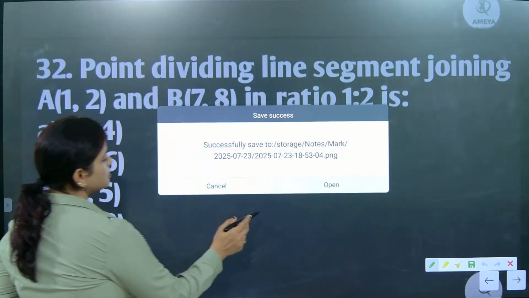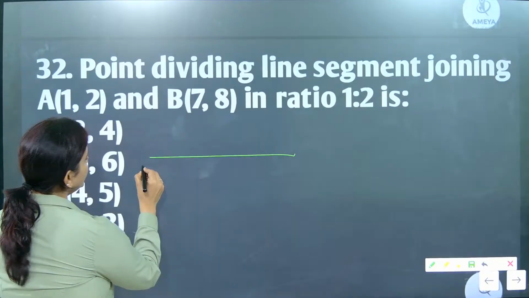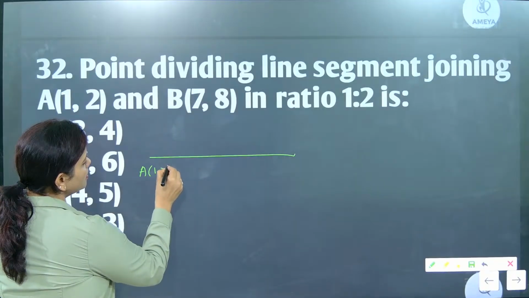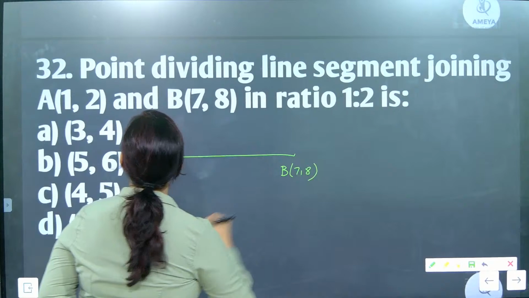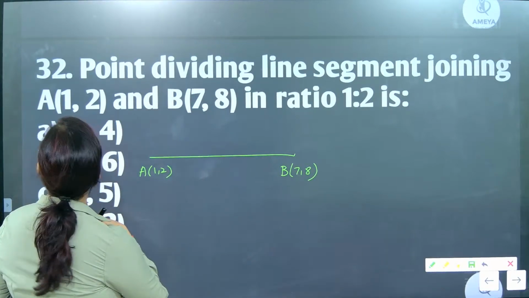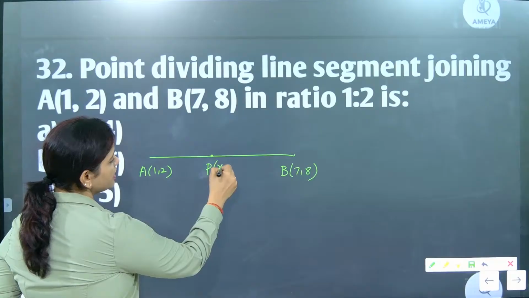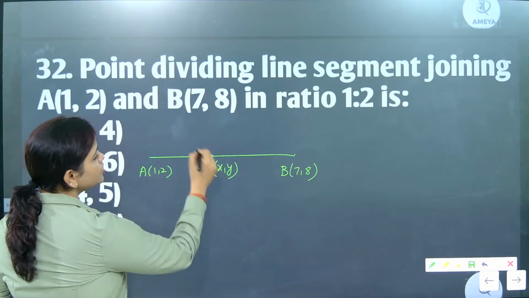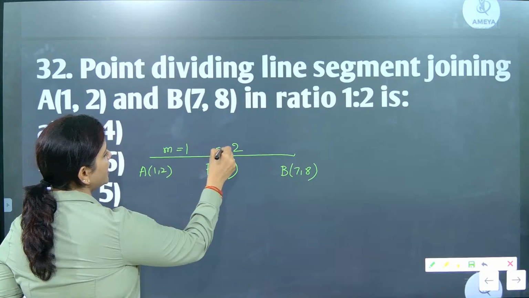Now look here. First, A point is what, beta? 1 comma 2. What is B point? 7 comma 8. After that, we have to find P point. Now let us consider P point as x comma y. The ratio coming is 1 is to 2. We can take m as 1 and n as 2.